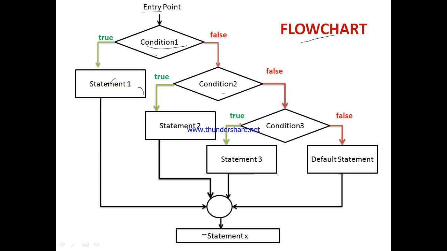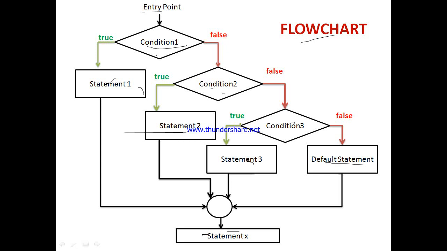At the entry point, if condition 1 is false, then condition 2 is checked. If condition 2 is true, then statement 2 is executed, and then statement X. But if condition 2 is also false, then condition 3 is checked, and if condition 3 is true, then statement 3 is executed, and after that statement X is executed. But if condition 3 is also false, that means all conditions are false, then the default statement is executed, and after that statement X is executed.